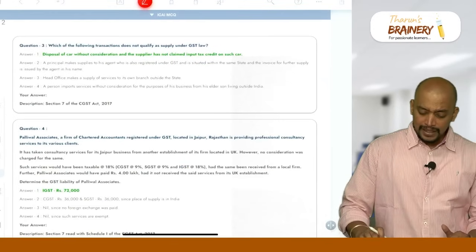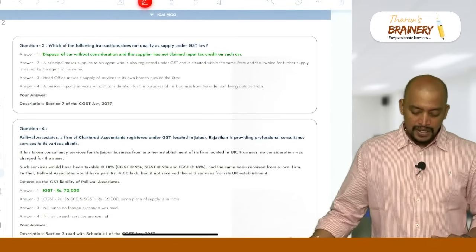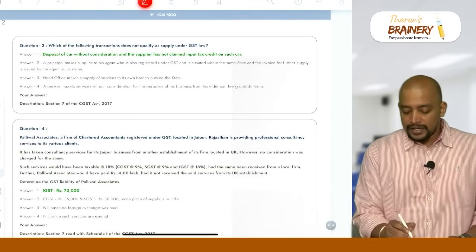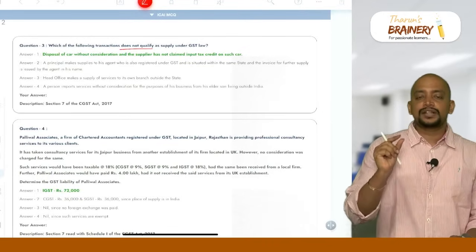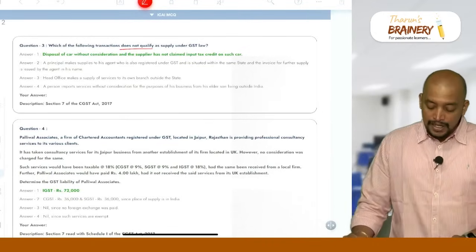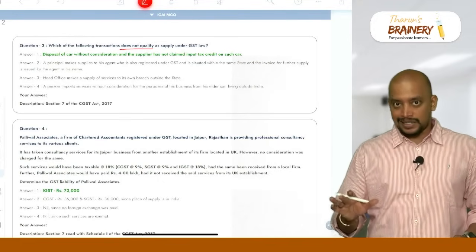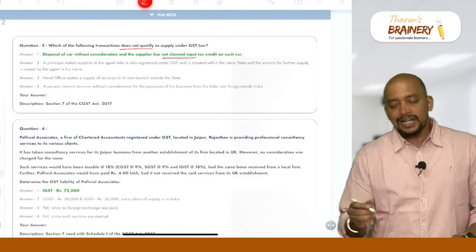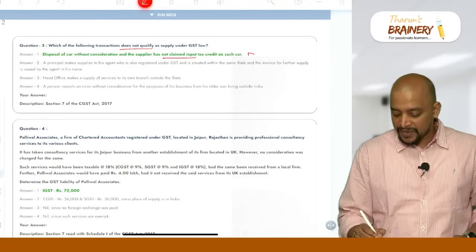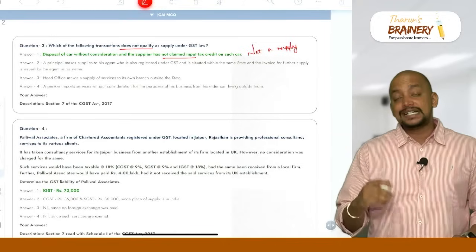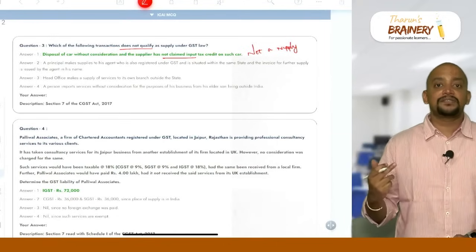Okay, then look into the third question. Which of the following transactions does not qualify as supply under GST law? When you are reading the MCQ, be careful as to what the question is. Disposal of car without consideration, and the supplier has not claimed ITC. Yes, it is not a supply. Why is it not a supply? Disposal of a business asset on which ITC is availed becomes supply under 71C.